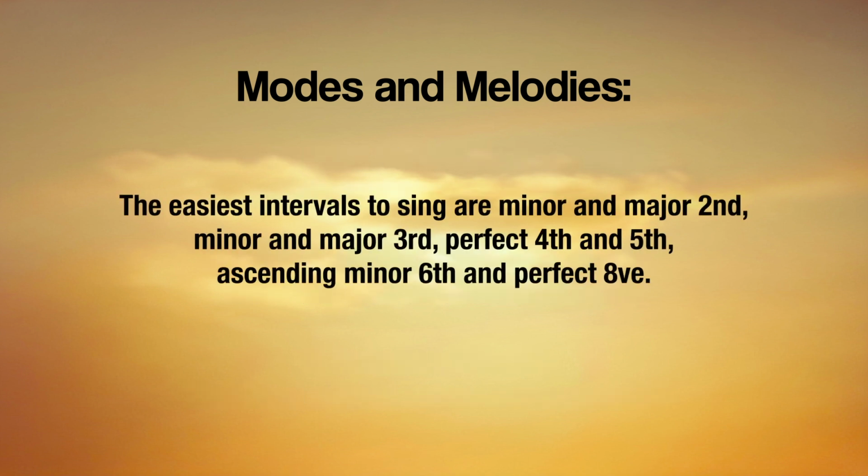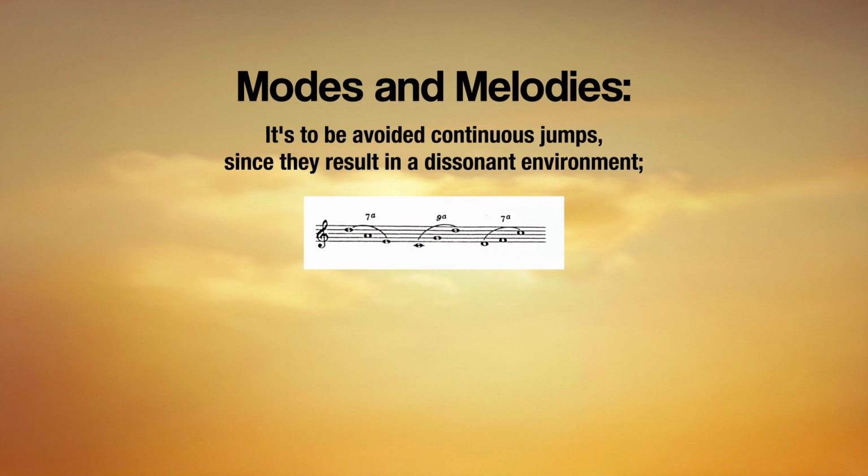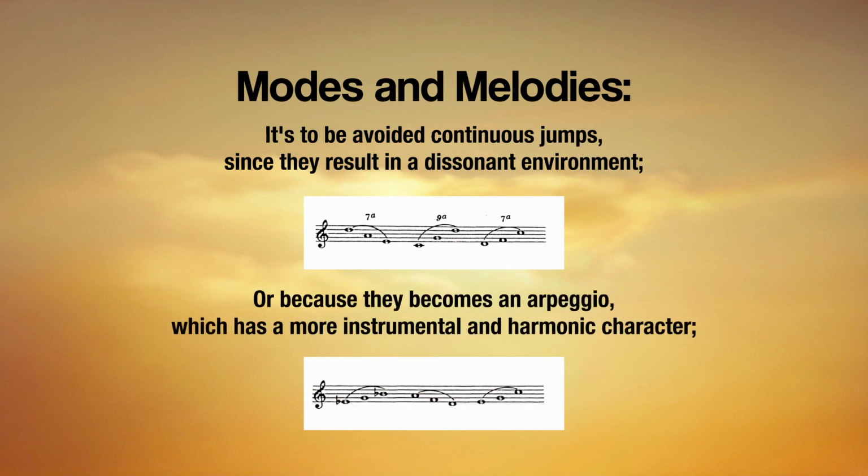The easiest intervals to sing are minor and major second, minor and major third, perfect fourth and fifth, ascending minor sixth, and perfect octaves. Continuous jumps are to be avoided, since they result in a dissonant environment, or because they become an arpeggio, which has a more instrumental and harmonic character.